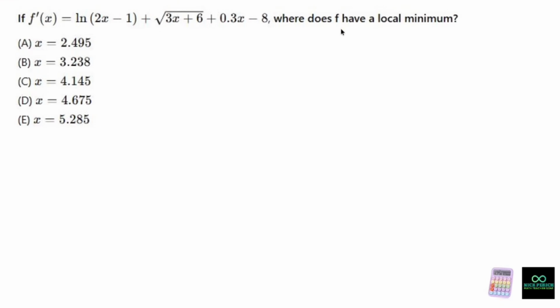F has a local minimum if it looks something like this. Now what that means is you go from a negative slope to a positive slope. What that means, in addition, is if you have f prime, which we do, you have some type of graph that is negative, hits 0, and then becomes positive. So that's what we're going to look for.